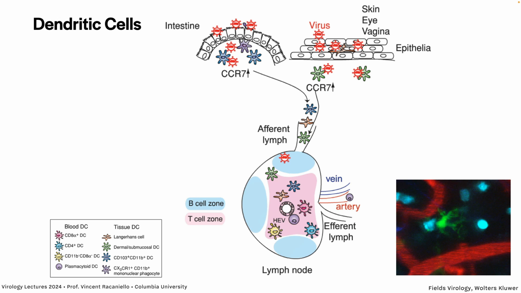But you can see even this one dendritic cell is sticking one of its dendrites through the junction between the cells and sampling the lumen of the intestine. Quite interesting. Also, other epithelial cells have dendritic cells that patrol them: the skin, the eye, the vagina. They have dendritic cells that, again, do the same thing. They're looking for a virus-infected cell.